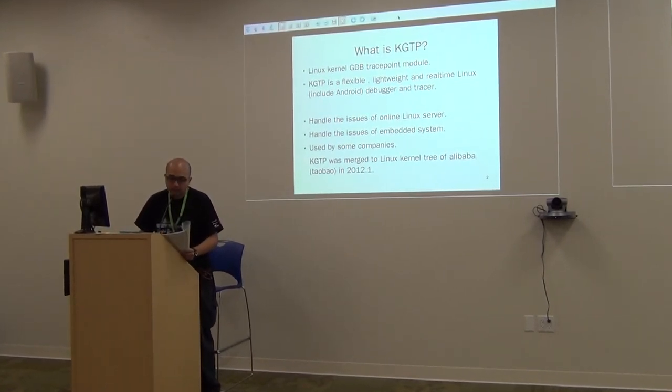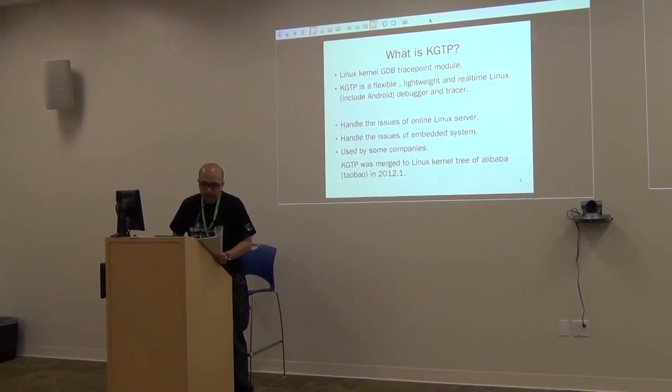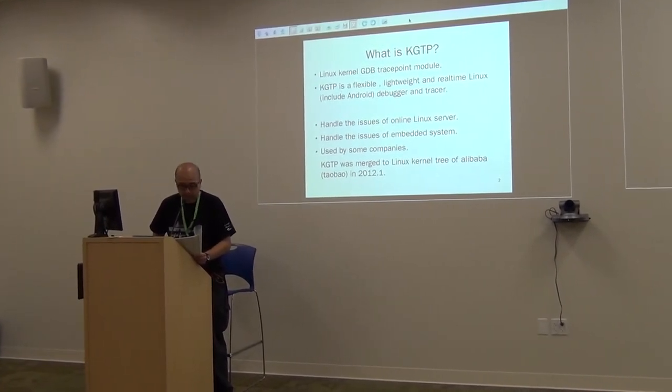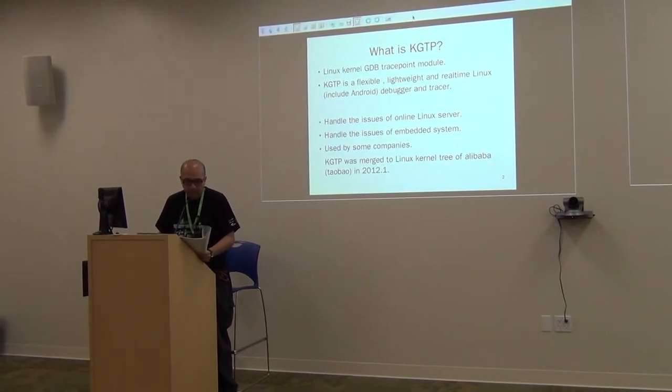I call it the GDB knife in the Linux kernel because it's flexible, lightweight, and real time, like a small knife in the kernel. It can handle the edge of the online Linux server because it can trace and debug the Linux kernel and user space programs without stopping them. Also, it can handle the edge of the embedded Linux system because it's lightweight.